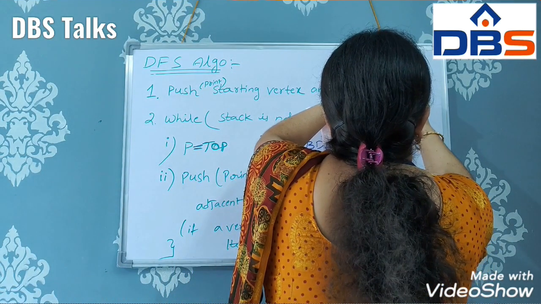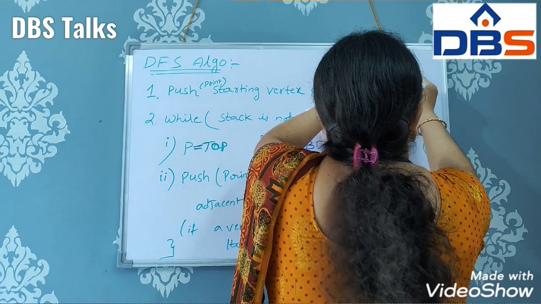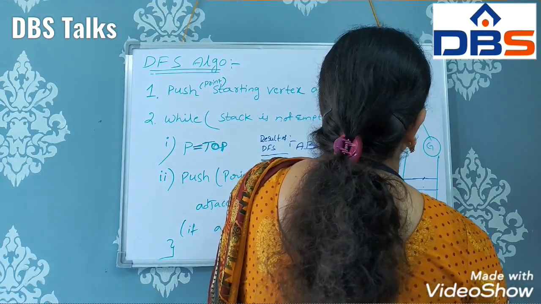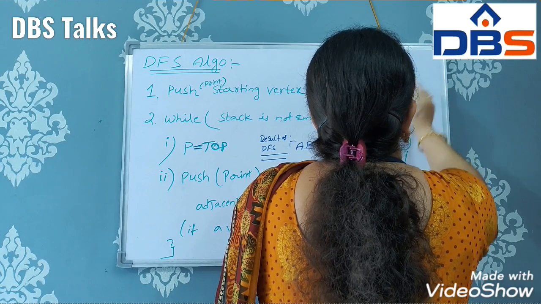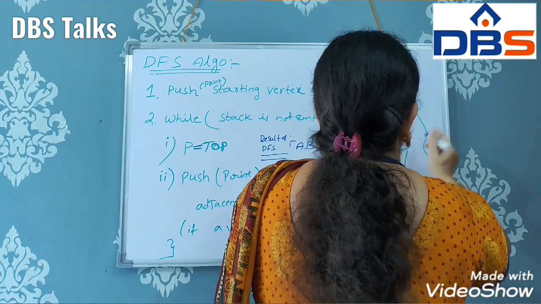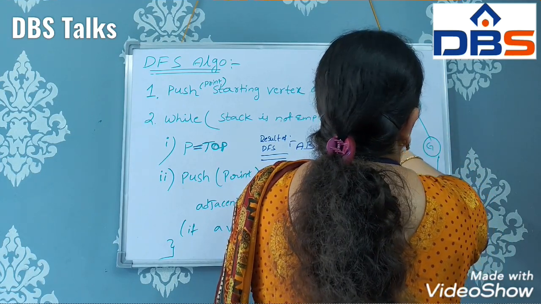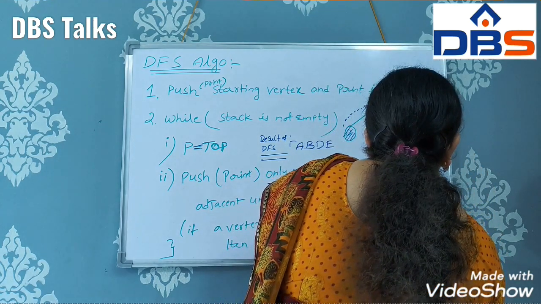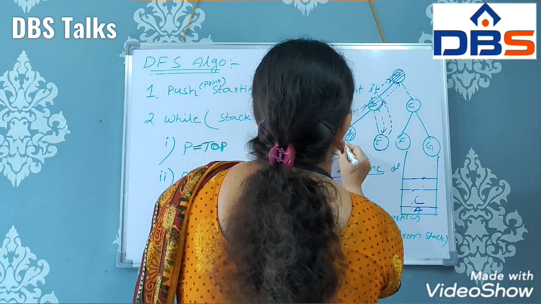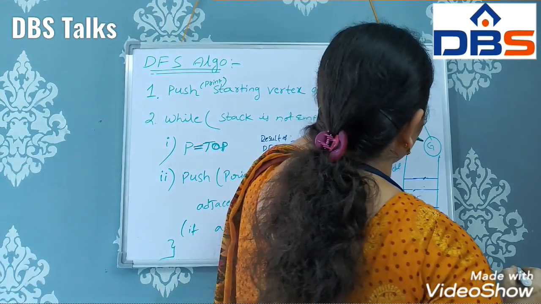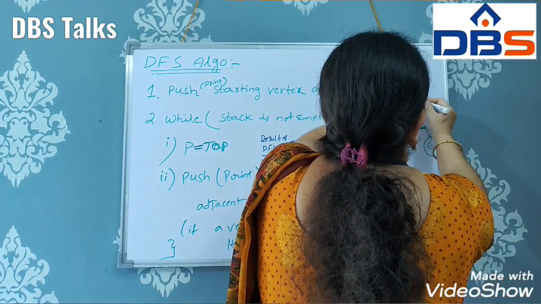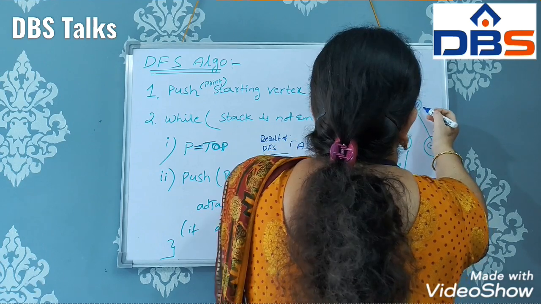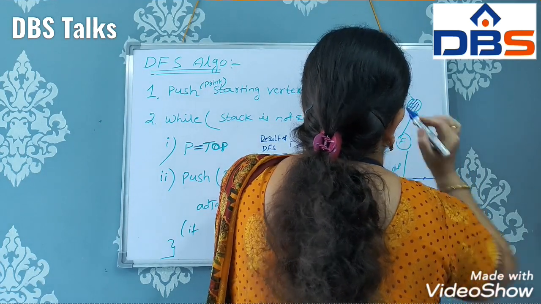From B, where do we have to go? To A. How many adjacent vertices does A have? B and C. B is already visited, no need to consider it. The next one is C. Take C as the top of the stack. C is now visited.